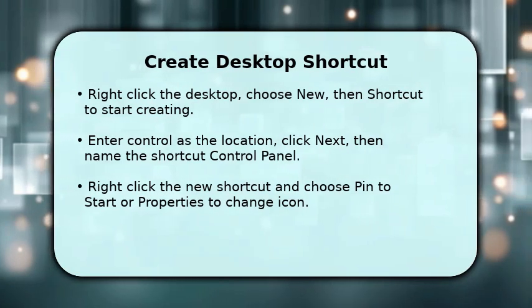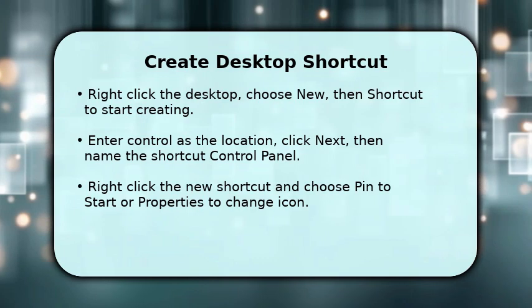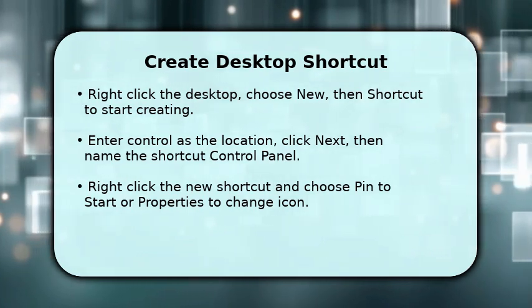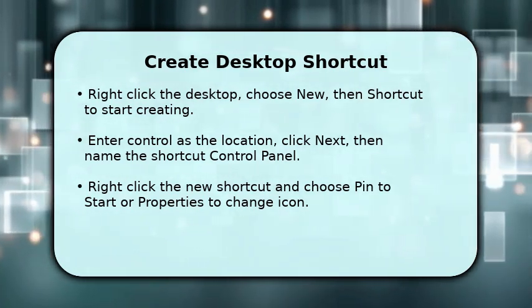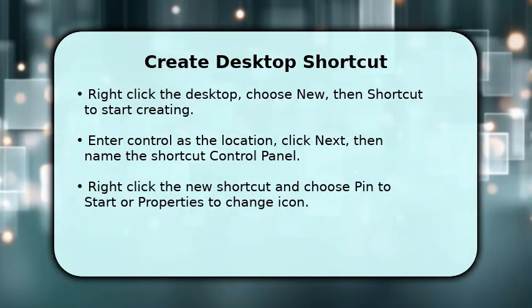Right-click an empty area of the desktop to open the context menu. Choose New then Shortcut to begin creating a desktop shortcut. In the Location field, type Control and click Next to continue.